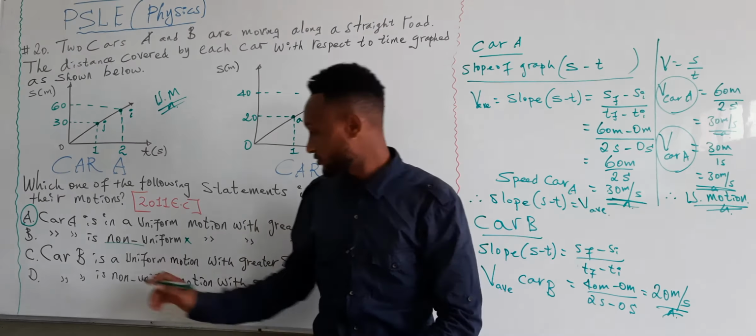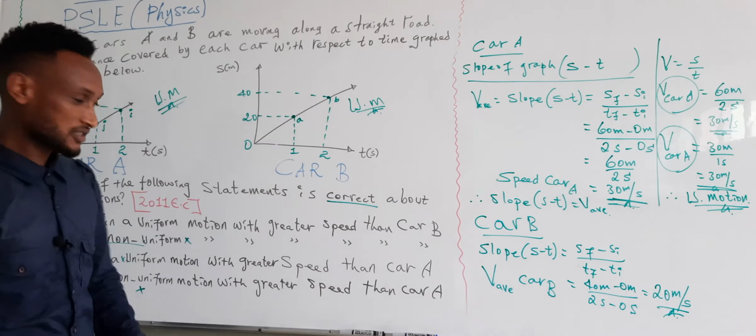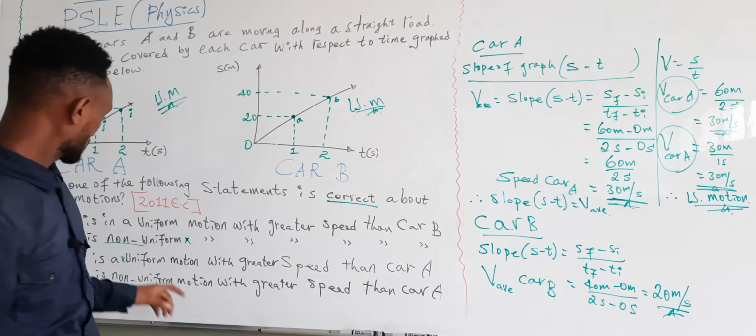If we see D, car B is non-uniform. It says no, the motion of the two cars is uniform motion. Our answer is A: the motion of the two cars is uniform and the speed of car A is greater than the speed of car B.